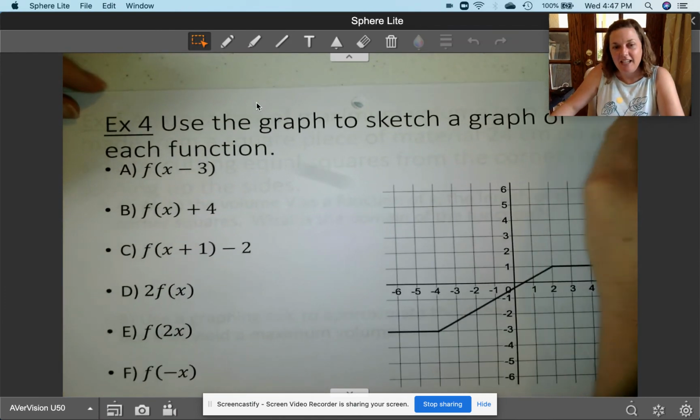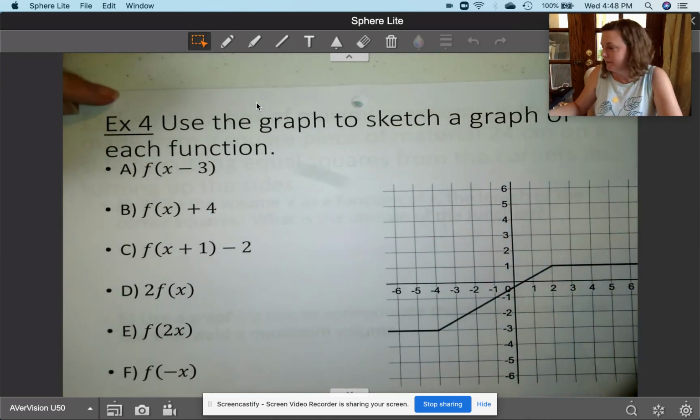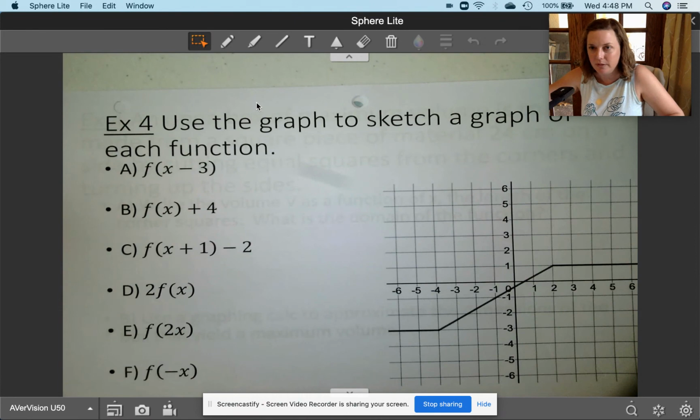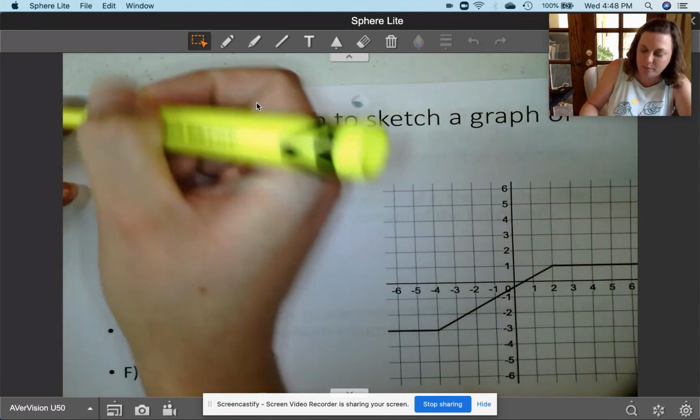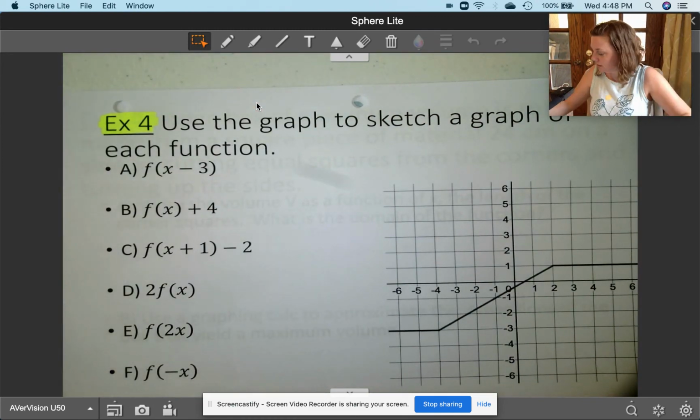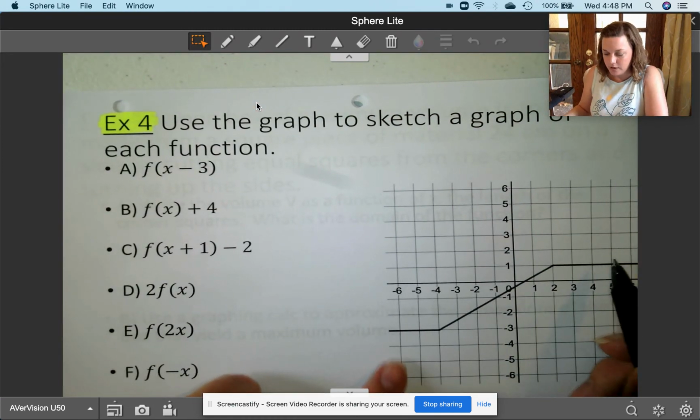Transformations. Again, pause the video and maybe get yourself a nice looking graph. It doesn't have to be beautiful, really. Don't take excessive, exorbitant amounts of time. I would call it a chicken scratch graph. All right, use the graph to sketch a graph of each function.